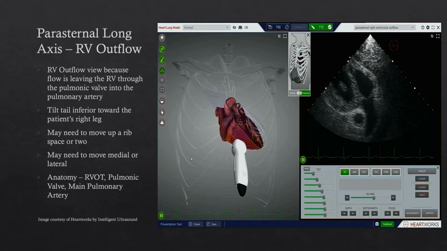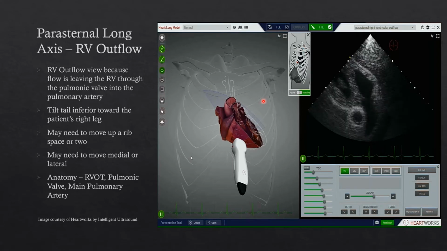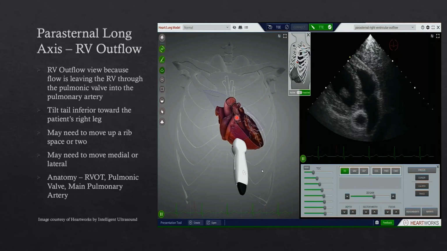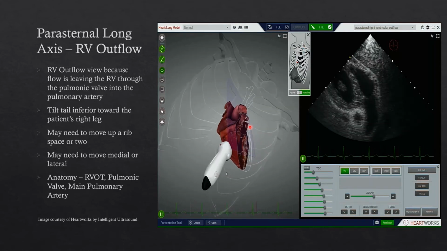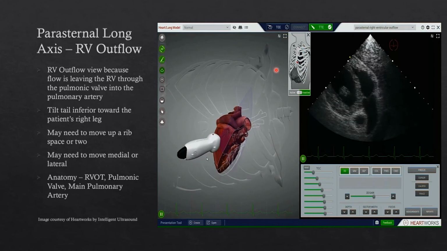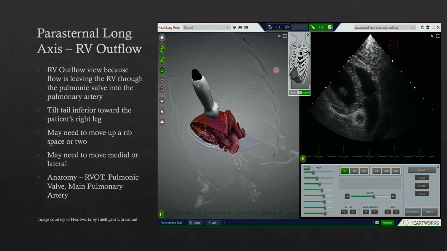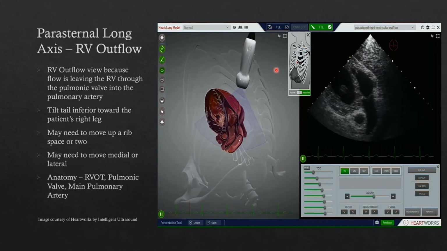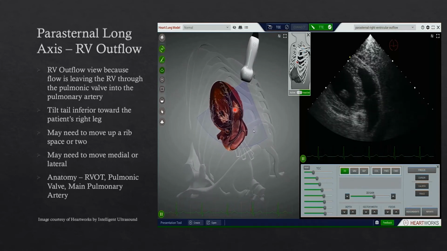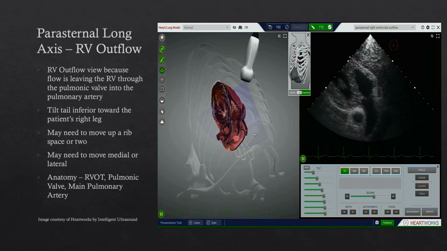In order to obtain this view, we're going to be roughly in the same spot, but instead of tilting the tail toward the left shoulder like we just did for the RV inflow view, we're going to tilt the opposite way towards the patient's right leg. That's going to help us come up here and cut the pulmonary artery right here, as you can see in this view. And we're going to flip that around. And there you go. So RV outflow tract, pulmonic valve, and the PA is coming down this way.